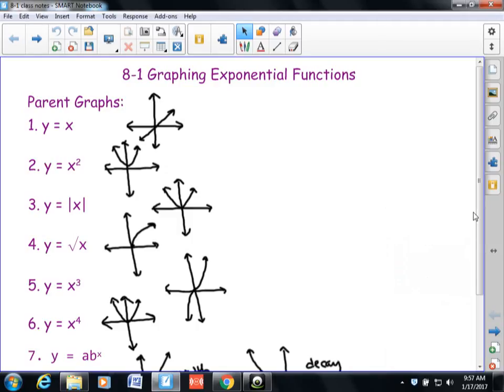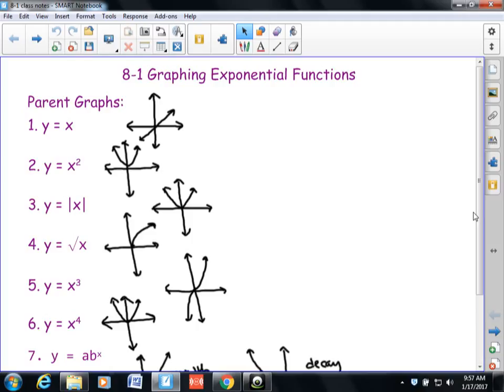Today in section 8.1, we are going to be graphing what are called exponential functions. Before we do that, we're just going to review some of the parent graphs that you've seen previously, and also think about how the different rules for translating them will apply to this. So things like shifting right or left, up or down, that kind of stuff.